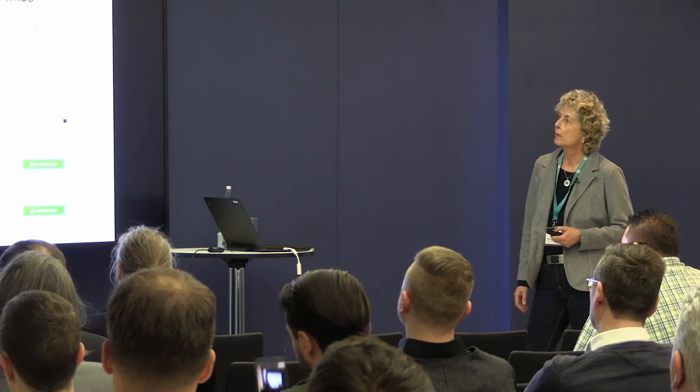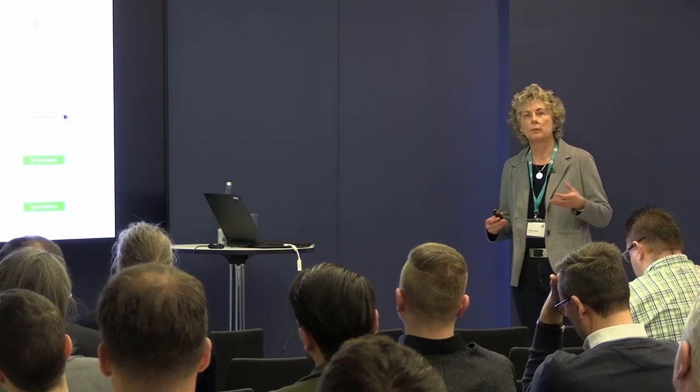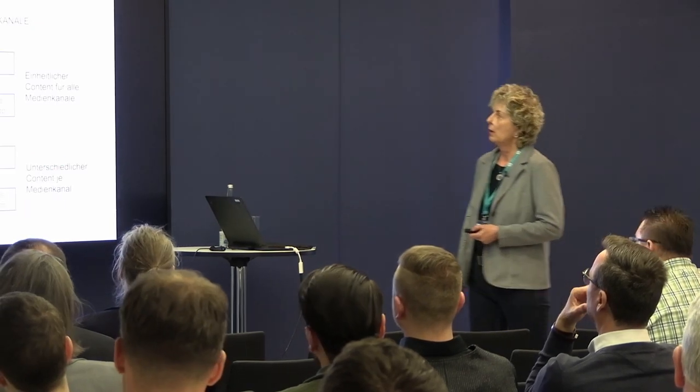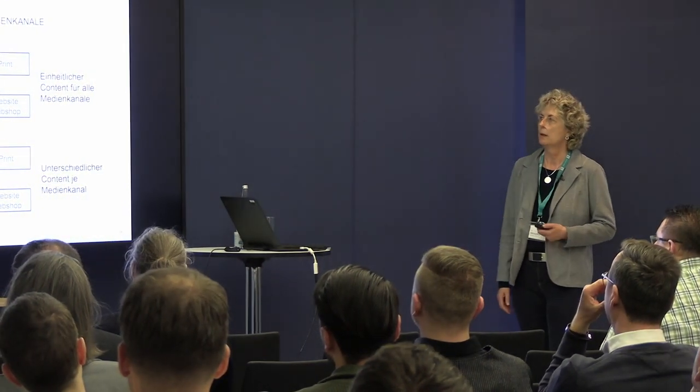Especially in the area of product communication, and this is the example of Vago, I think they're also represented here at the print day. So when I'm in the web shop here, then I have the facet search by which I can filter products. And this structure also exists in the PIM system, and then, of course, for releasing the product data, but also for releasing print documents. So this means I have a strong simplification because I do not have many content structures that I need to maintain, but only one.